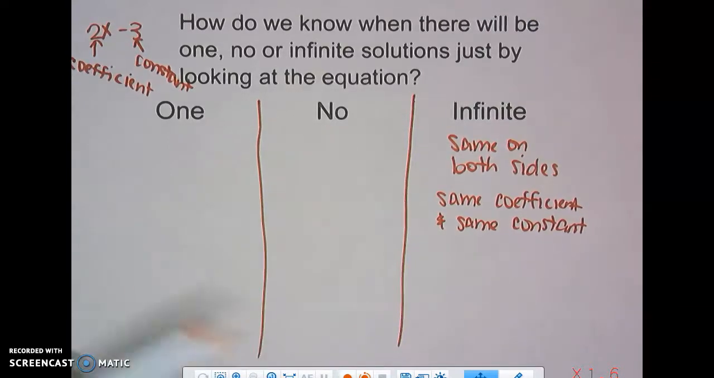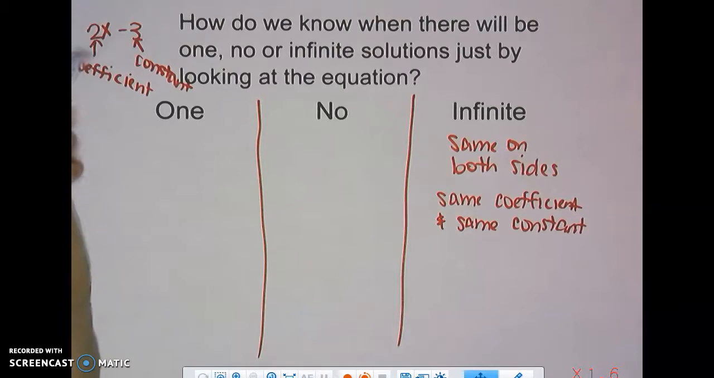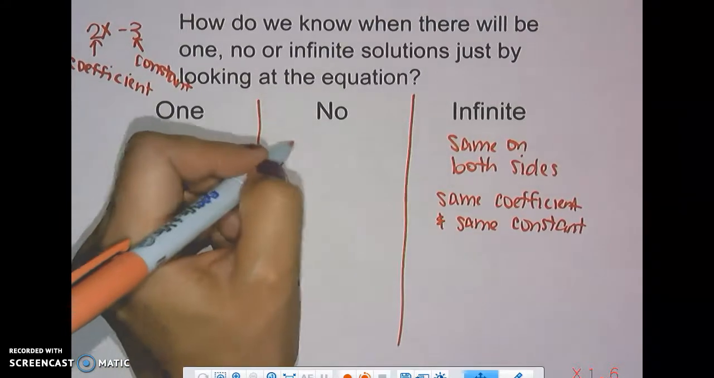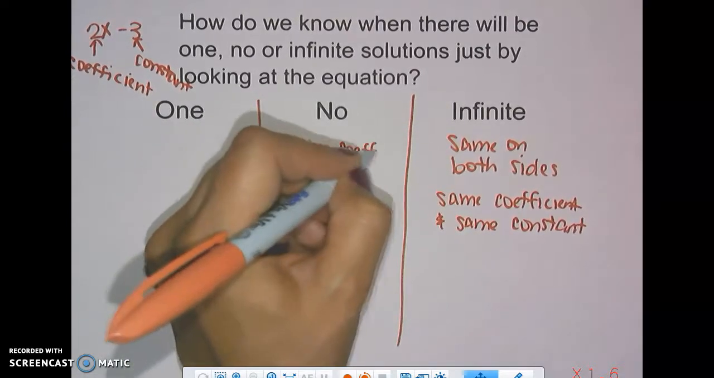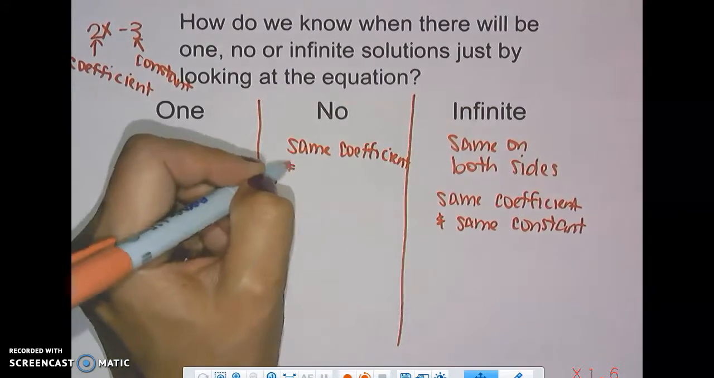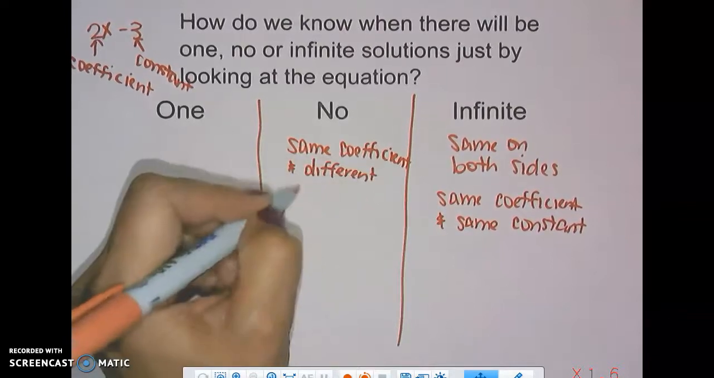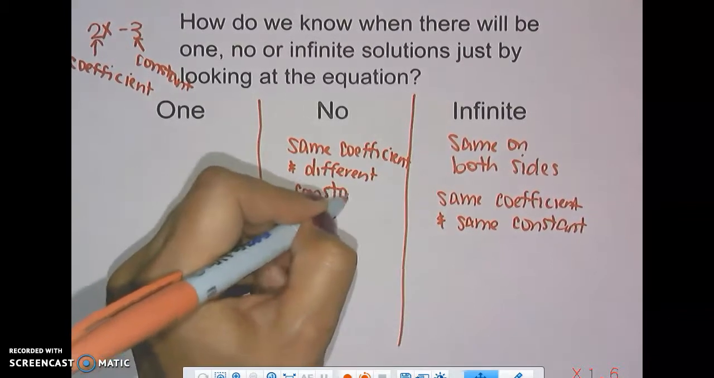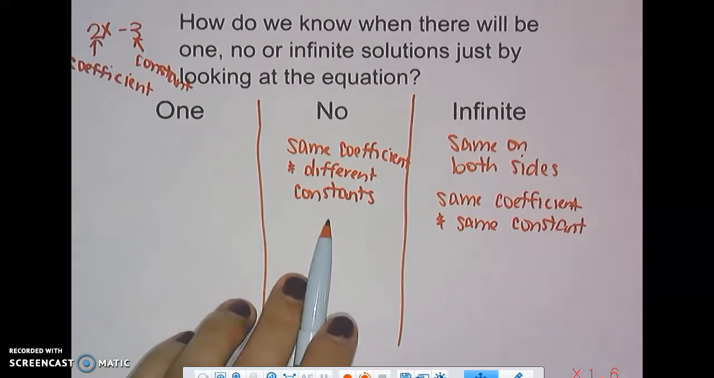No solution, okay, for those to happen on the last example, the x's have to be the same so that they can eliminate. So we have the same coefficient and different constants. So that's where we got 1 equal to negative 8. That's not a true statement, so we have to say no solution.